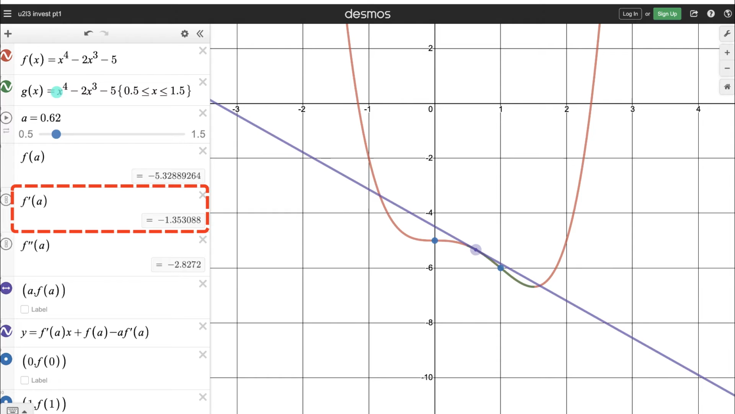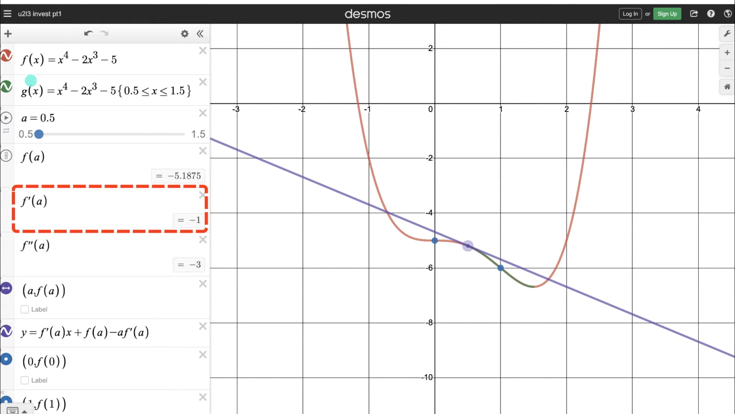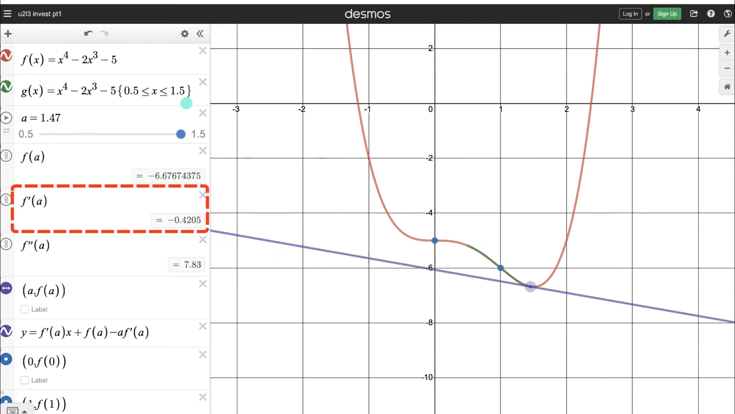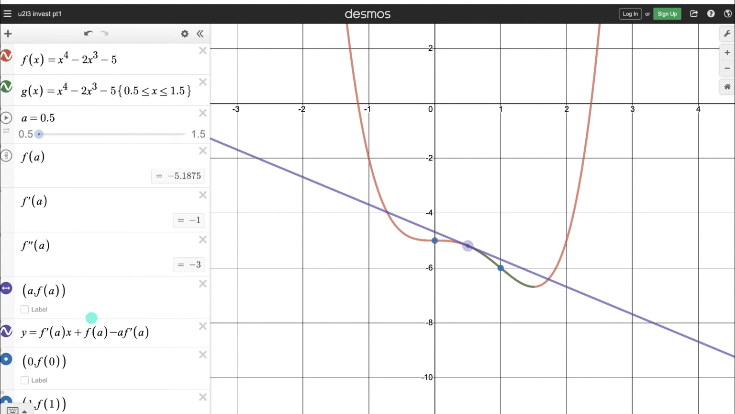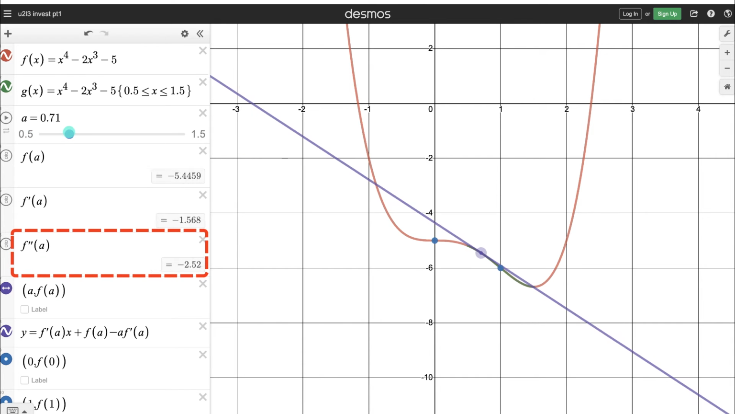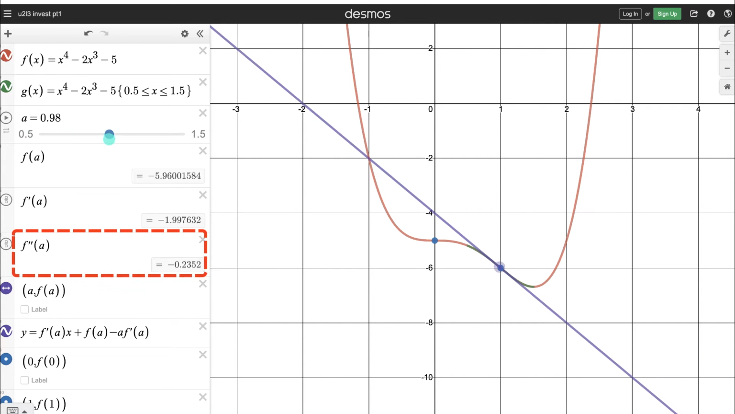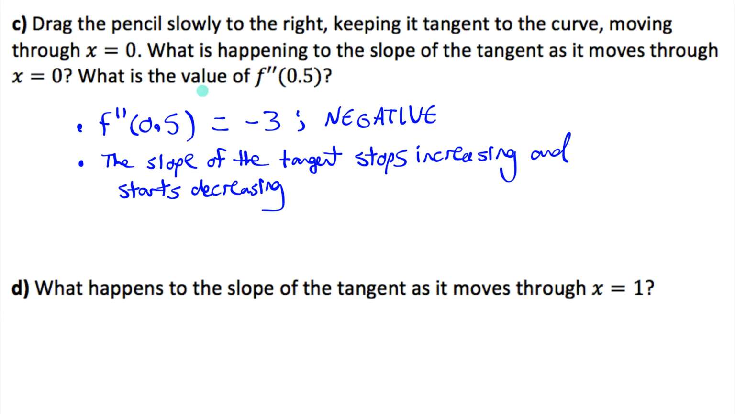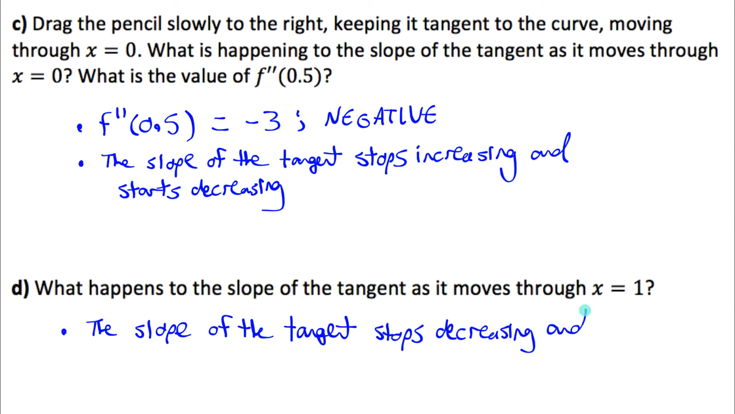So the slope of the function before an x value of 1 was decreasing, and then after an x value of 1 was increasing. That's why, if we look at the second derivative values, before an x value of 1, they're negative, and then after an x value of 1, they're positive. So what happens to the slope of the tangent as it moves through an x value of 1? The slope of the tangent stops decreasing and starts increasing.